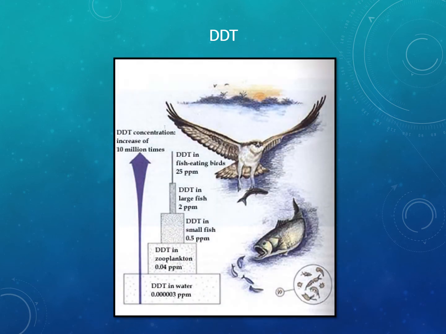So here's how that process happens with biomagnification. Again, note the parts per million amount in the water. So just a very small amount is all it takes for birds to be affected.